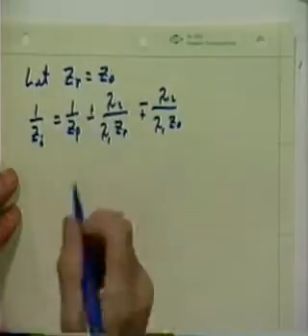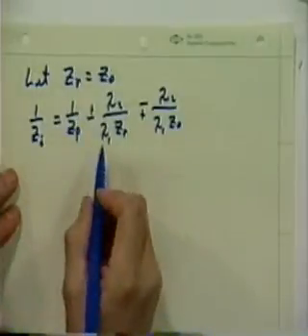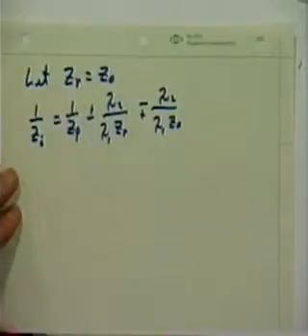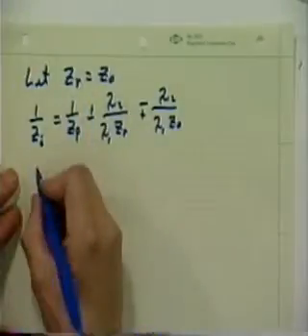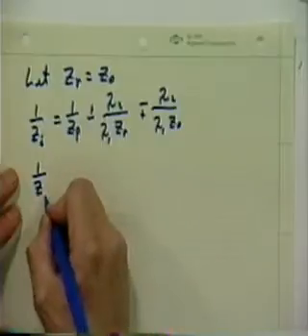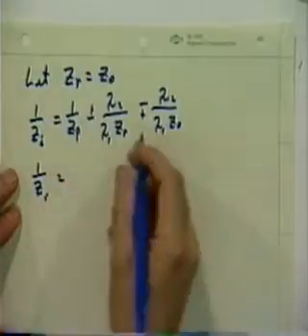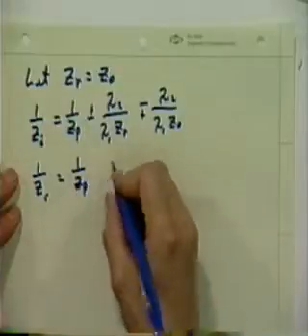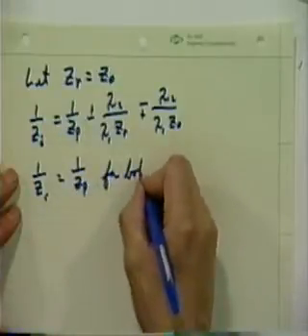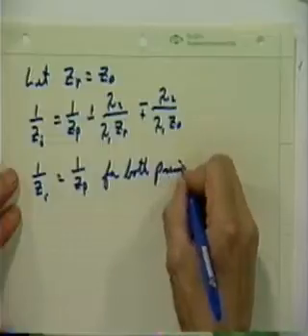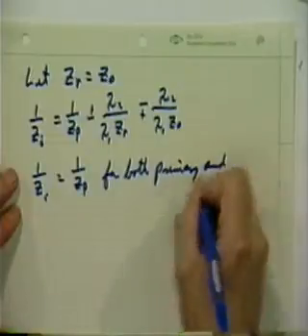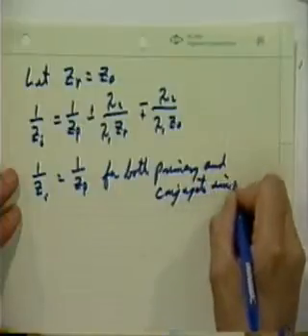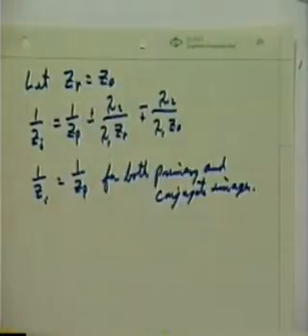And the interesting thing is that 1 over z sub I, now we're going to let z sub r equal z naught. And so 1 over z sub I, well, this cancels out. Independent of the wavelength, it cancels out. That's neat. It's 1 over z sub p for both the primary and conjugate image. That's kind of interesting.